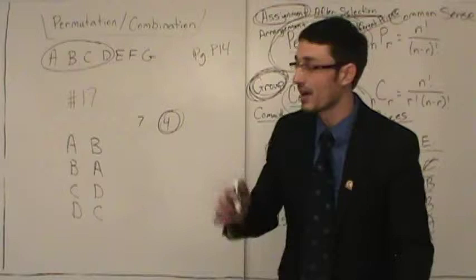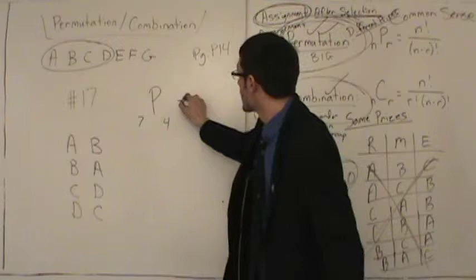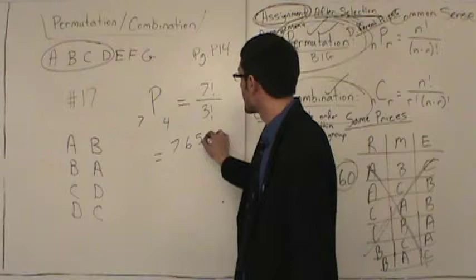So what do we have here? We have permutation. So we have permutation, 7 choose 4, and you can calculate how many batting lineups she can make. So 7P4, we have what? 7 on top, 7 factorial over what? And on the bottom, subtract these. 7 minus 4 is what? 3 factorial.